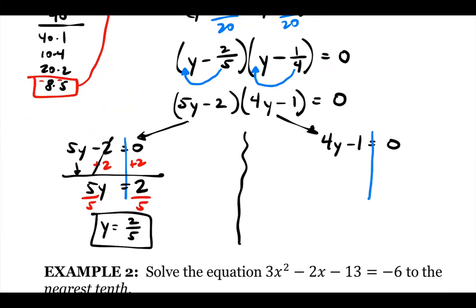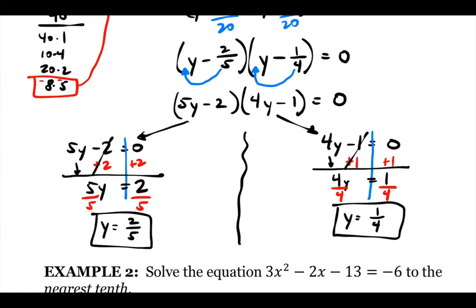2/5. That's already reduced. It's a fraction, so I can't divide it. Leave it as 2/5. Over here, I got to add 1 to both sides. Divide by 4. One-fourth. It's already reduced. It's a fraction, so I leave it as a fraction.